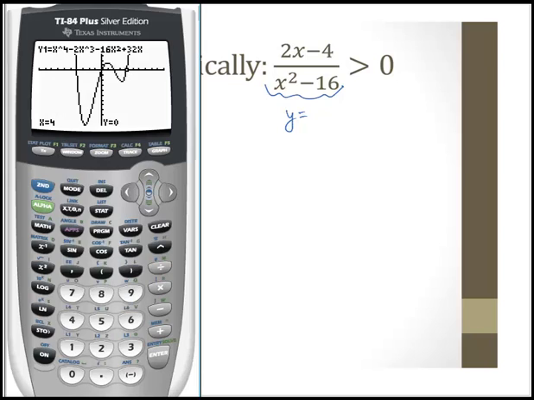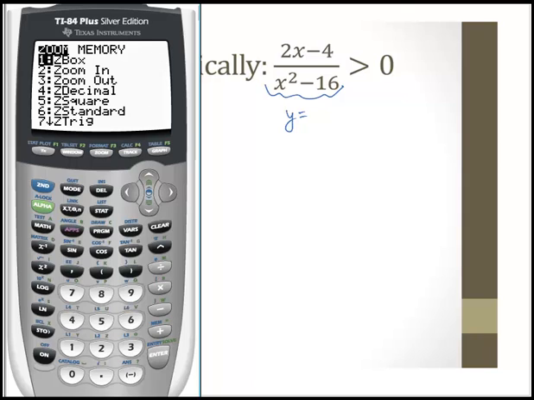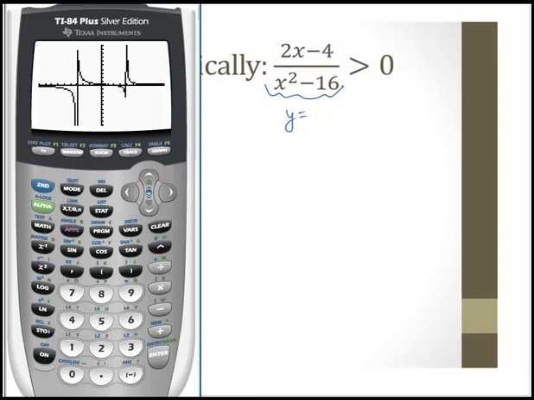All right, so there's my calculator, and let me write this as (2x minus 4). Notice how I'm using parentheses around the numerator, over (x squared minus 16). Notice again how I'm using parentheses around the denominator. And I'll go back to the standard window. All right, it looks like I have a couple of vertical asymptotes at positive and negative 4. And it looks like I have one x-intercept.